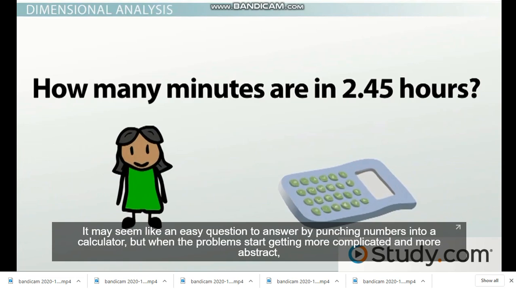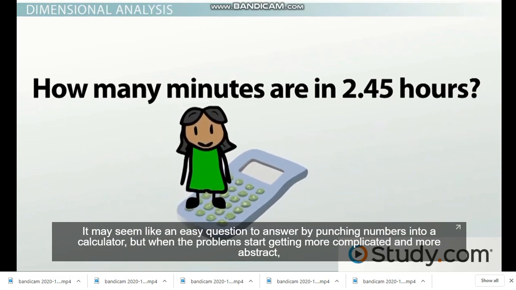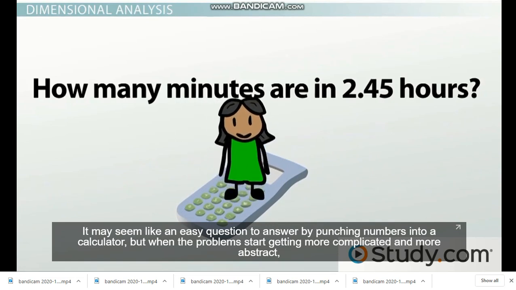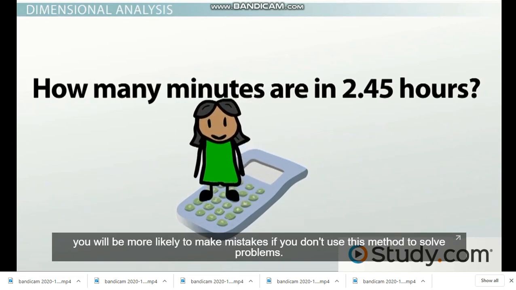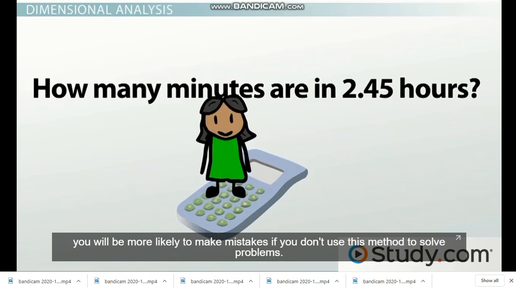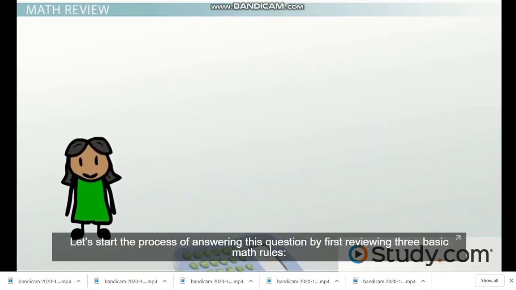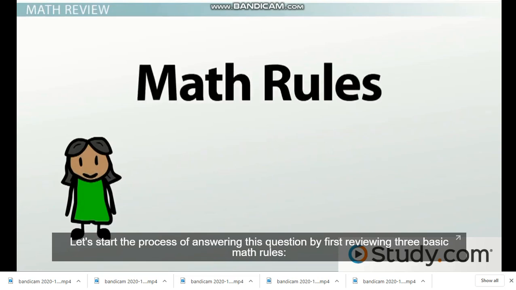It may seem like an easy question to answer by punching numbers into a calculator, but when the problems start getting more complicated and more abstract, you will be more likely to make mistakes if you don't use this method to solve problems. So let's start the process of answering this question by first reviewing three basic math rules.